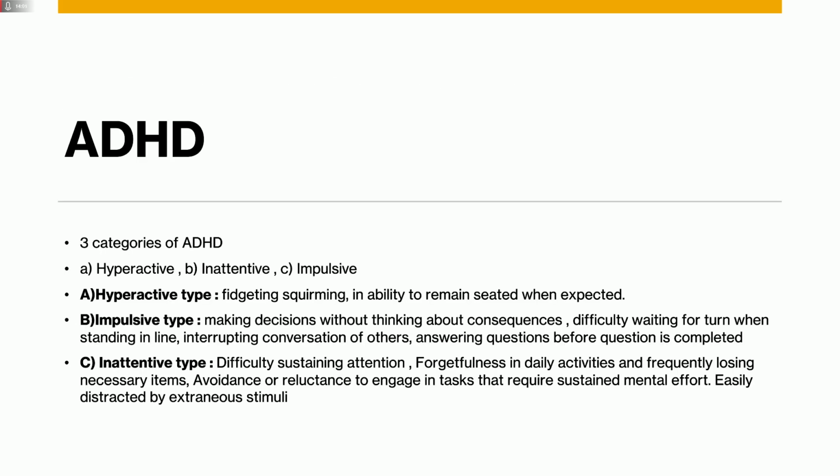Now we come to ADHD. There are three types of ADHD: hyperactive, inattentive, and impulsive. When a child has ADHD, attention deficit hyperactive disorder, it means he will fall into one of these three categories. It will not be that a child has ADHD but doesn't fall in any of these categories. That does not happen. Either he will be one of these types, or he will have more than one of these types of ADHD.